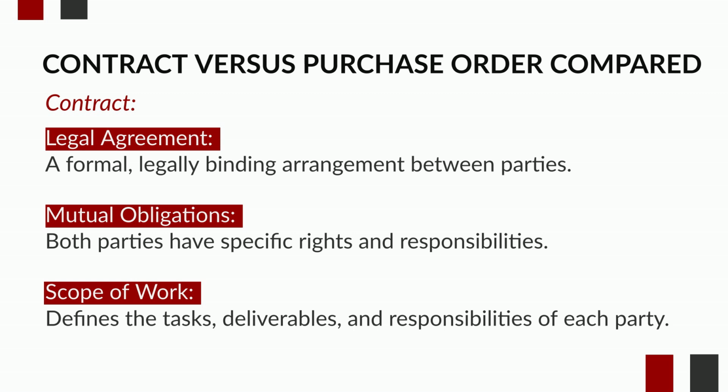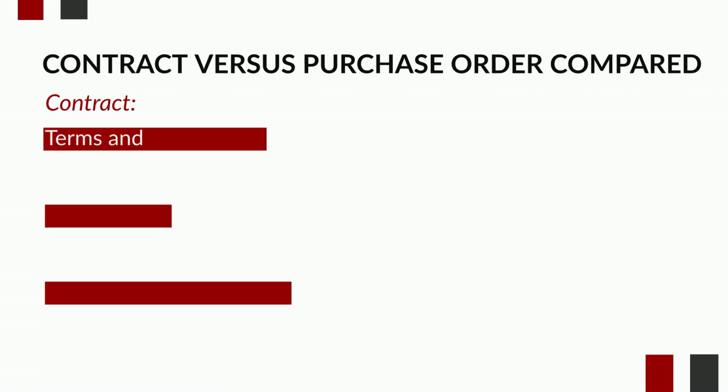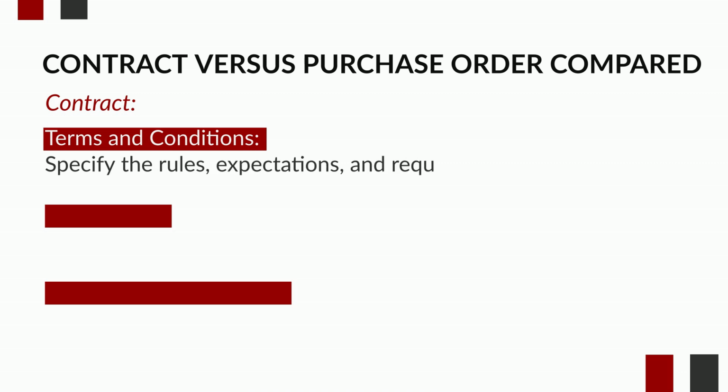Mutual obligations. Both parties have specific rights and responsibilities. Scope of work. Defines the tasks, deliverables, and responsibilities of each party. Terms and conditions. Specify the rules, expectations, and requirements of the agreement.